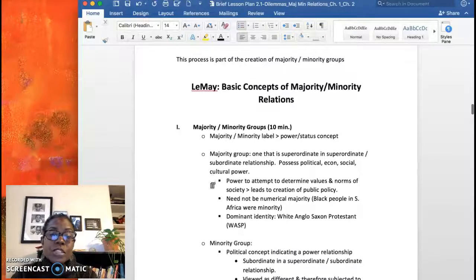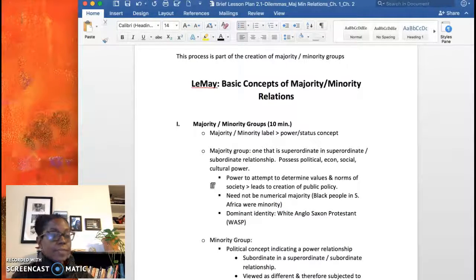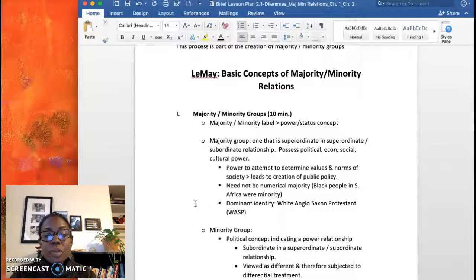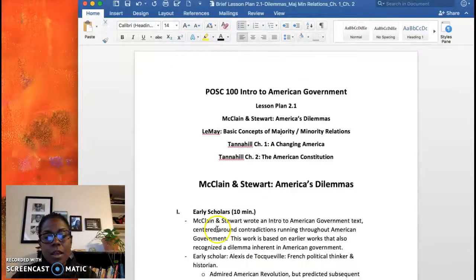Now, when we move into section 2, LeMay, the basic concepts of majority and minority relations. What you need to understand, first of all, is that the idea of being a majority or a minority group member is often considered being about power and status. It's not just about numbers. So the label of being a part of a majority group or a minority group contains information about the power and the status of individuals in that group.